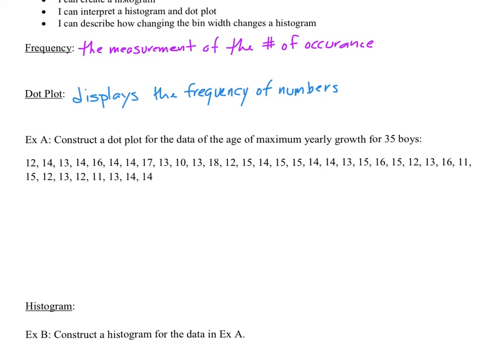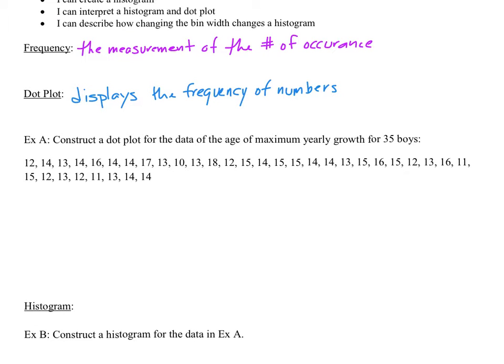So what we're going to do is create a dot plot for the data below, which is the age of maximum yearly growth for 35 boys. I don't know between what ages, it just gave us some numbers. It just gave us this giant list of numbers, right? So a dot plot is first made with a number line underneath.